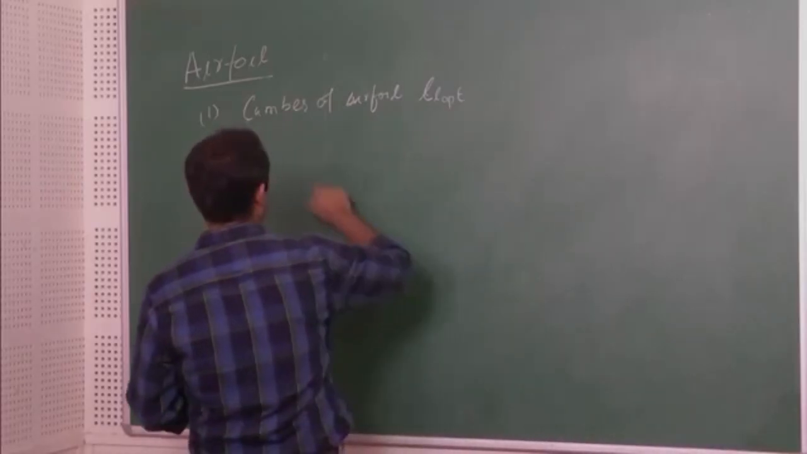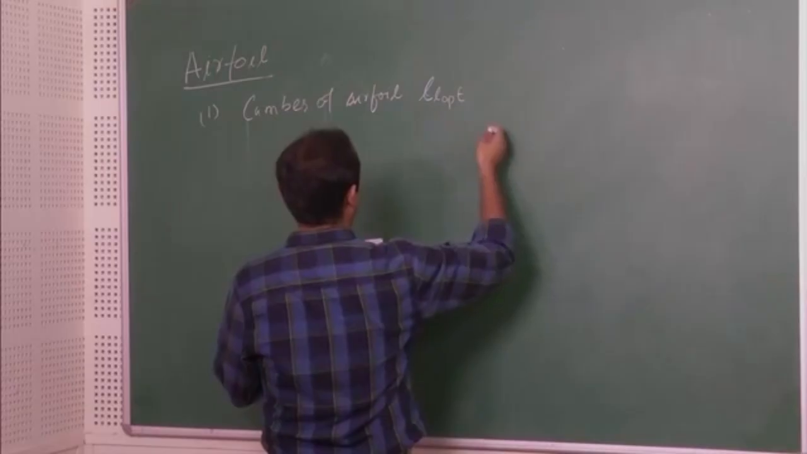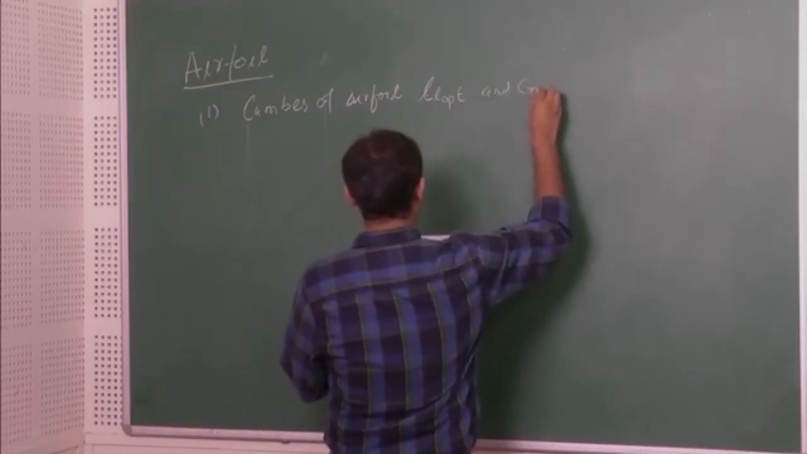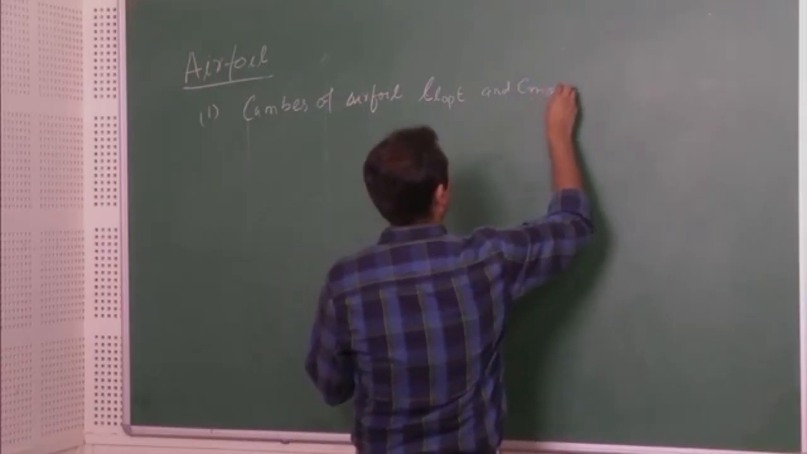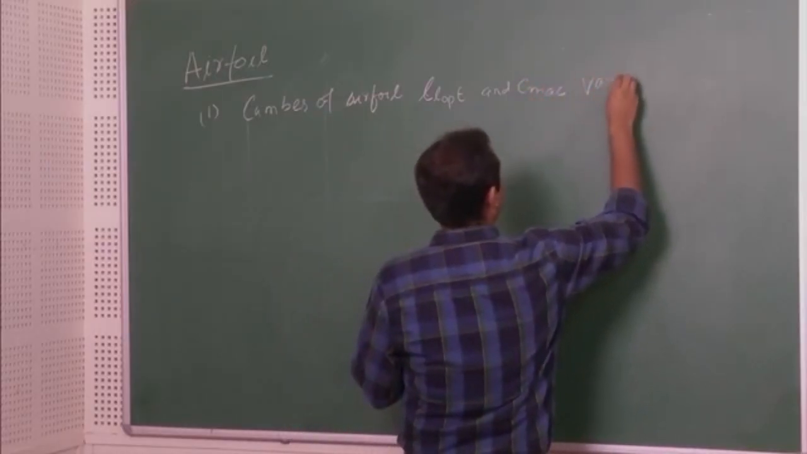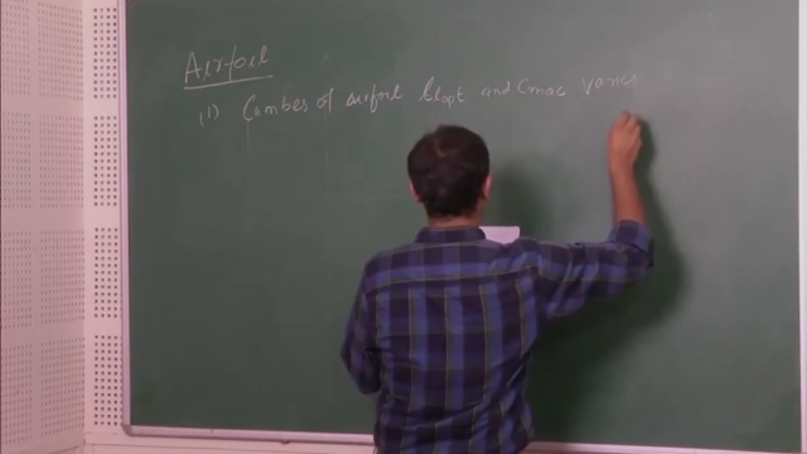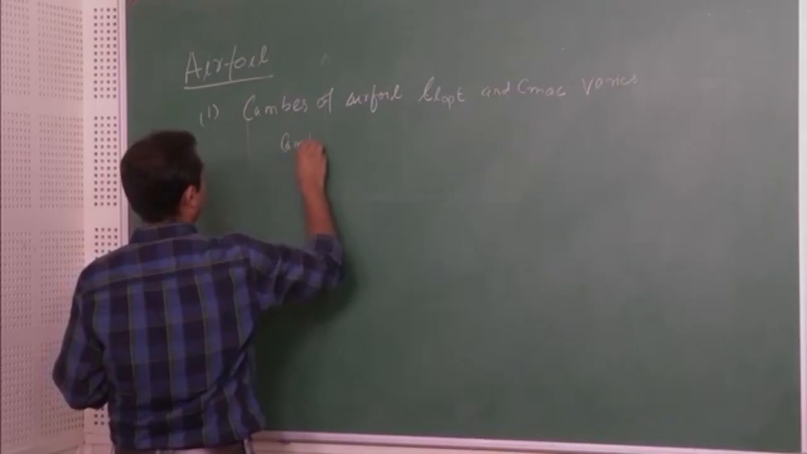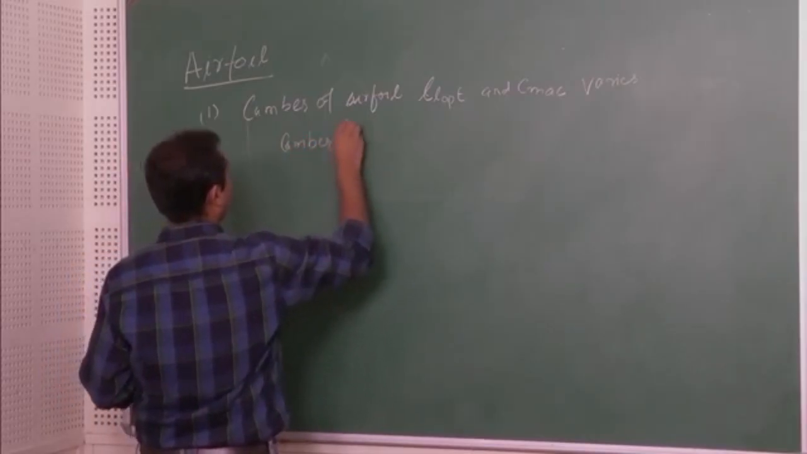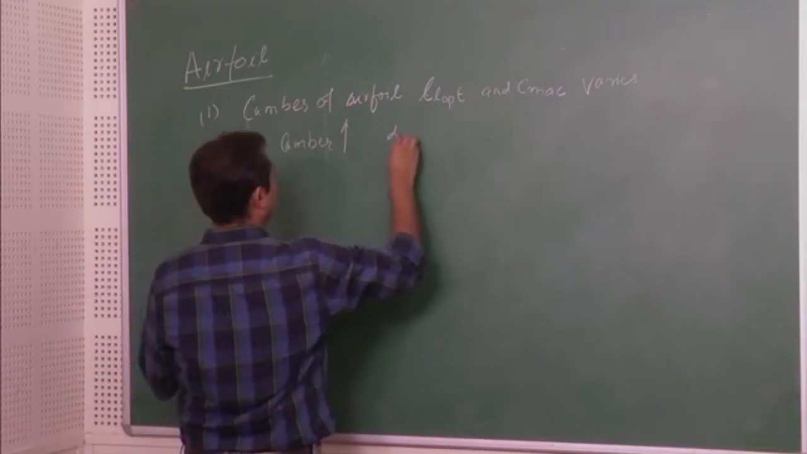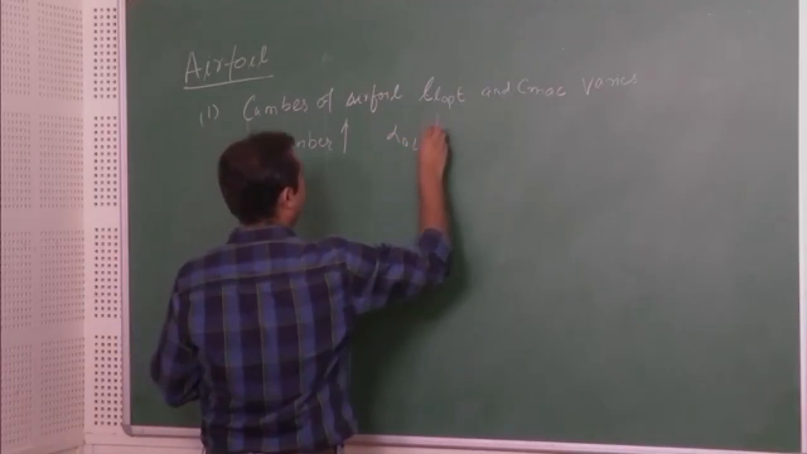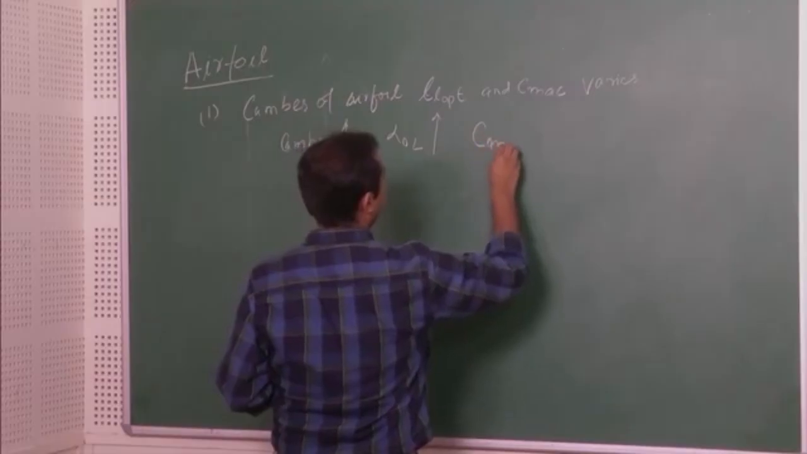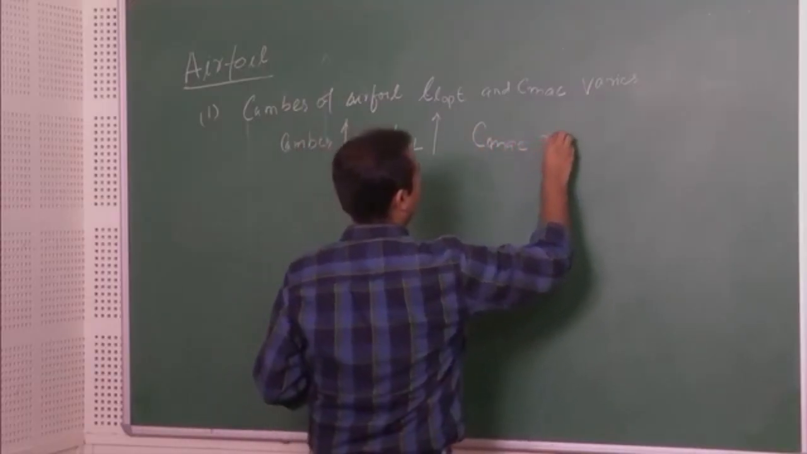With camber of an airfoil, CL optimum and CMAC vary. That is, with an increase in camber, your angle of attack at zero lift increases and CMAC will be more negative.